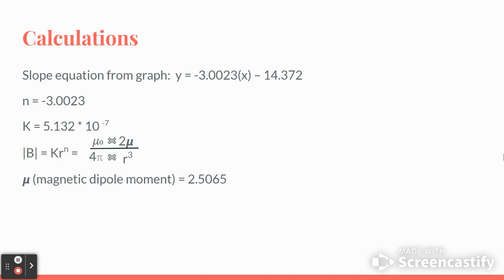In order to get my data into numbers, the slope from the linearized graph on the last slide was -3, and therefore my value for n was -3. My value for k using the formula was 5e-7, and then I used the equation for the magnetic field to find the magnetic dipole moment, which is 2.5 amps per meter squared.